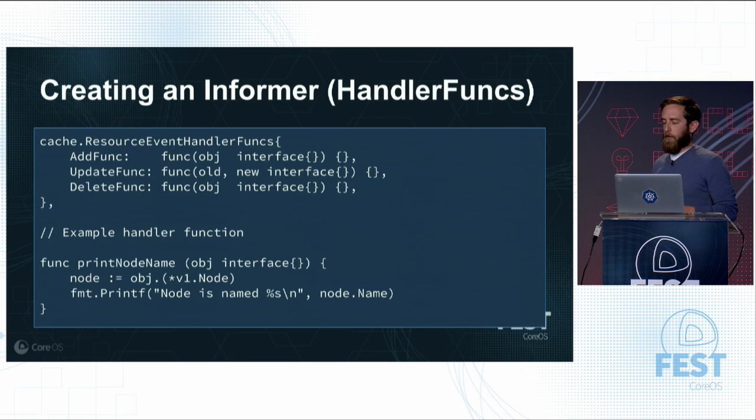Then the resource event handler functions. Now we've told the informer, OK, watch these objects. But it's going to get updates. It's going to see that objects are added and updated and removed. And we want to do something based on those events. So we can tie into these handler functions. When those events fire, it fires our business logic. In this case, maybe we just want to print the node name when a node is added. So this is a valid handler function. It just takes the object as it was added, and then we print out the name.